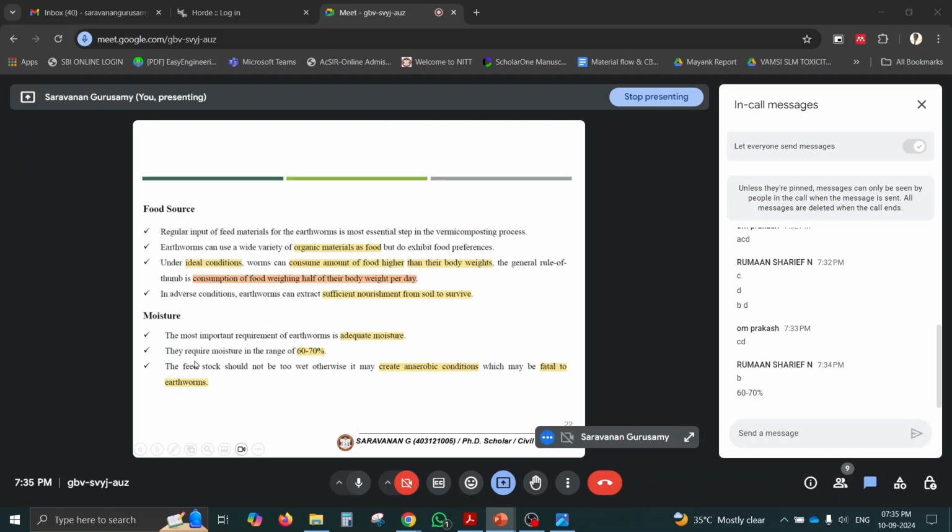So that is the required moisture in the range of 60 to 70. Adequate moisture is required. If it is too wet, it will create anaerobic condition, which may be fatal to the earthworms. The same will happen to the microorganisms. Aerobic microorganisms will go off. Anaerobic microorganisms will form in the compost heap. Then it will create CH4 instead of CO2.